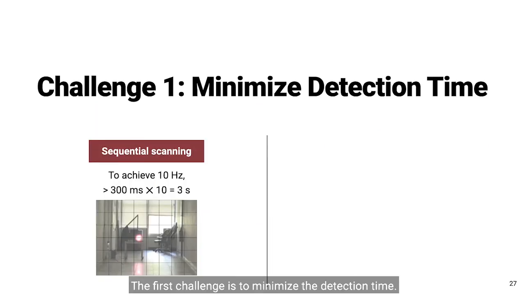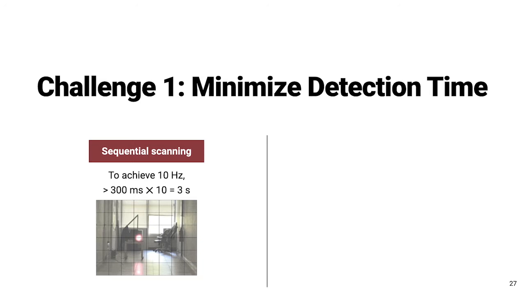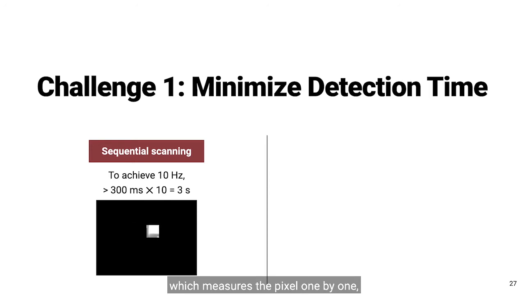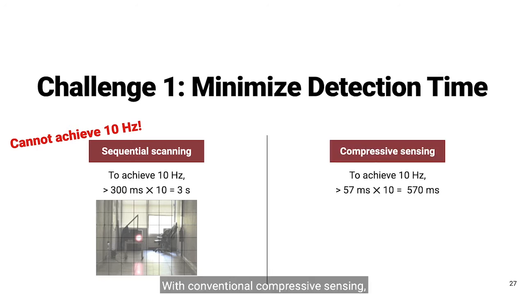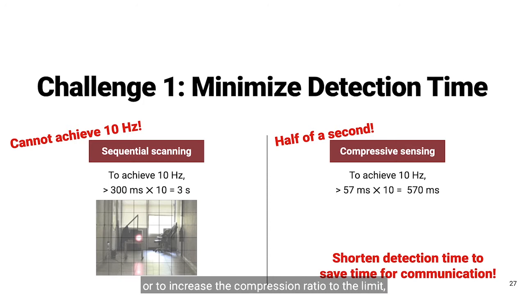The first challenge is to minimize the detection time. Why is this necessary? To be able to track a mobile transmitter, as an example, let's assume we have to detect at 10 Hz. With sequential scanning, which measures the pixels one by one, it takes too long to achieve 10 Hz, without even considering the time for communications. With conventional compressive sensing, over half of the time is spent on detection, and this cannot be used for communications. Thus, the goal here is to reduce the detection time or increase the compression ratio to the limit, so that we can save time for actual communications.